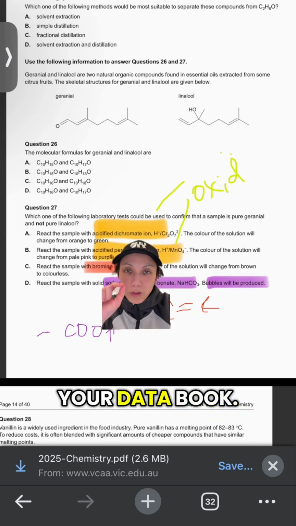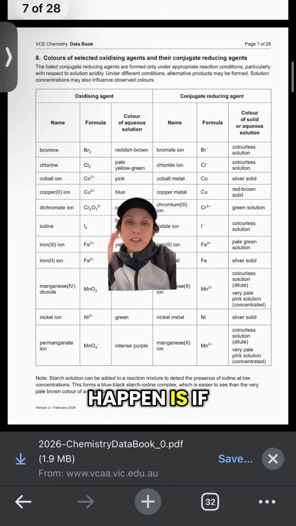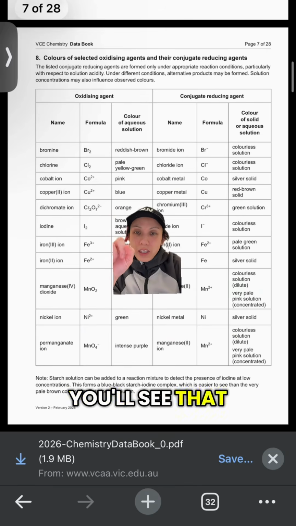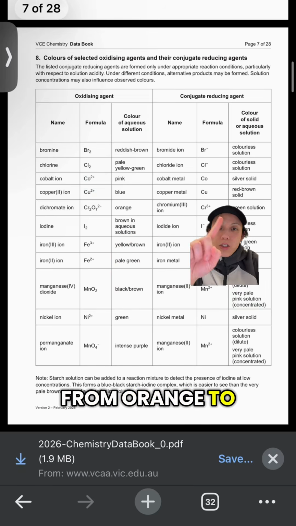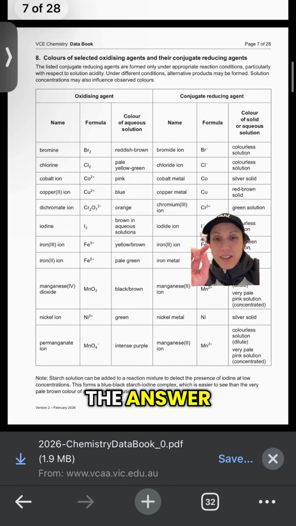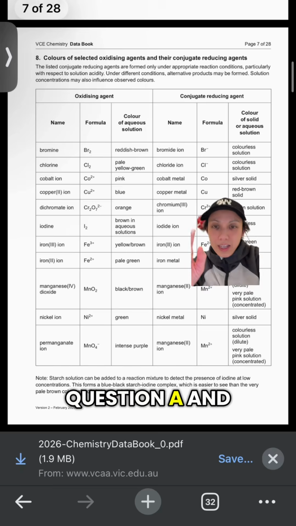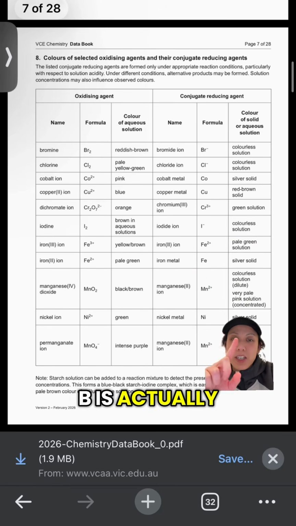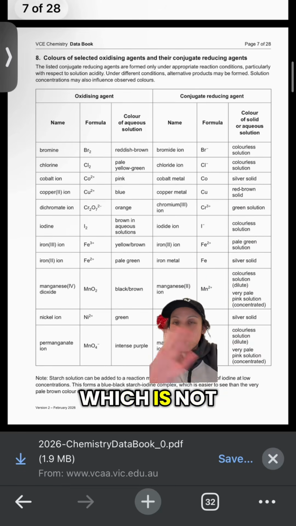This is where you need to use your data book. Now, what's going to happen is if oxidation is going to occur, you'll see that dichromate will go from orange to green, which makes the answer, if you look back in the question, A, and not B, because B is actually quoting the opposite direction, which is not what we're looking for.